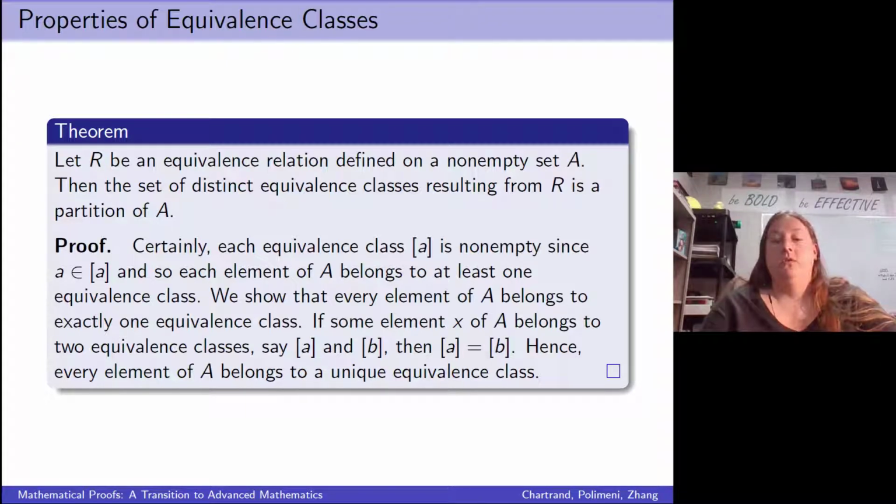Well, we've shown that if x is related to A and x is related to B, then we know that A is related to B, so the equivalence class of A is equal to the equivalence class of B. Consequently, every element of A belongs to a unique equivalence class. And we have our partition of our set.